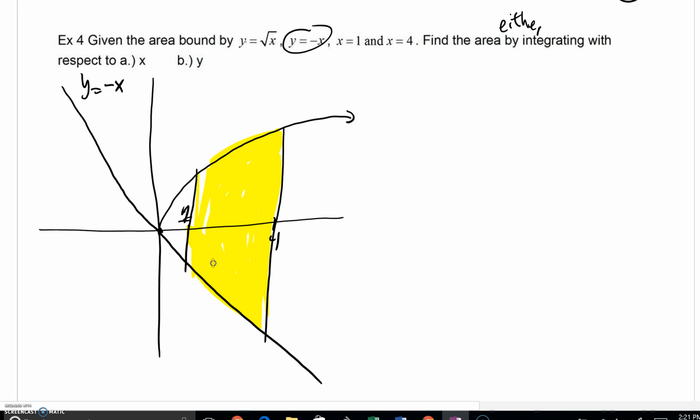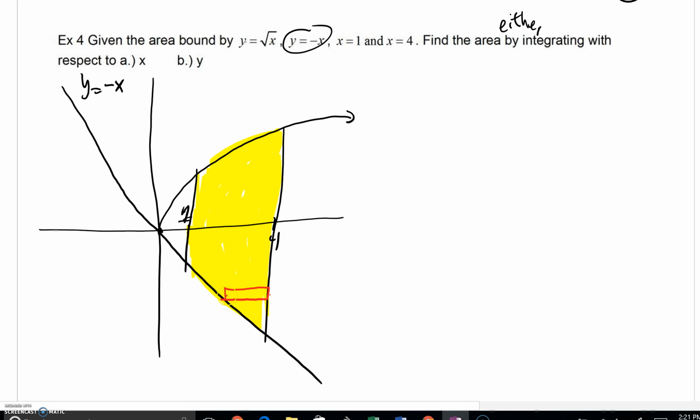Now, one of the biggest, most important questions that we can address is, should we integrate with respect to x or with respect to y? I do want to make a quick observation that if you wanted to do the problem the way we had before, the last problem, you'd actually have a lot of difficulty.